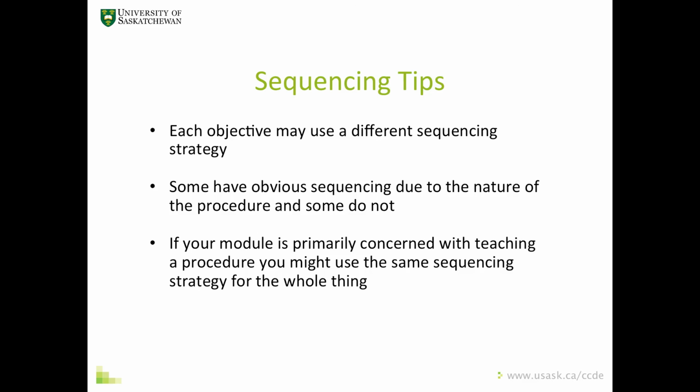Some have an obvious sequencing, like the nature of a procedure and things like that. Some really don't have an obvious way of sequencing them. So you're just going to do your best to figure out what the most logical sequence would be for the topics and for the content that you're trying to get across. If your module is primarily concerned with teaching a procedure, that tends to make things a lot easier. There's usually a sequence of steps that you want to take. So sometimes those polytechnical type of courses are easier to sequence, but certainly not always.